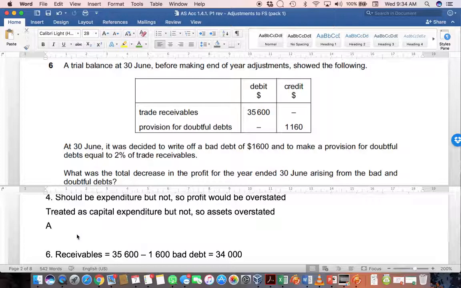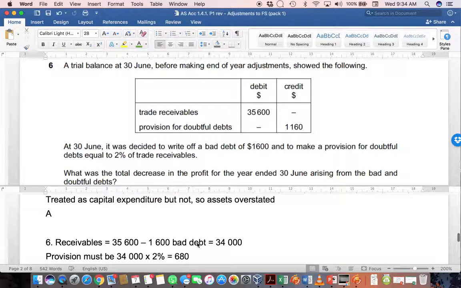Firstly, let's work out your receivables. We are given $35,600, but you need to write off a bad debt of $1,600. So you have to say minus $1,600 to show that your receivables is $34,000. Remember that this provision does not actually go in the receivables account, so we can ignore it for now. The provision must become $34,000 that we worked out over there times 2%, which gives us $680.